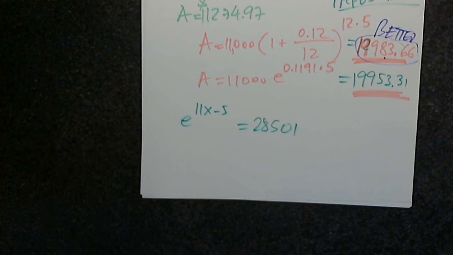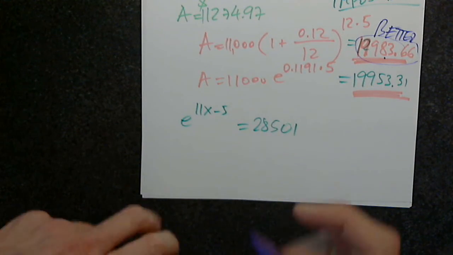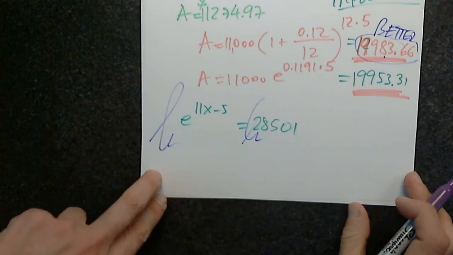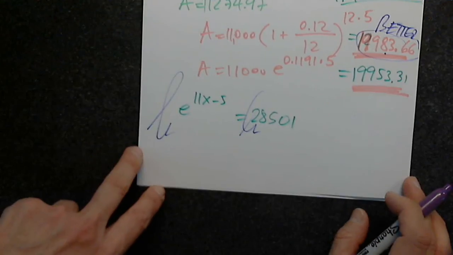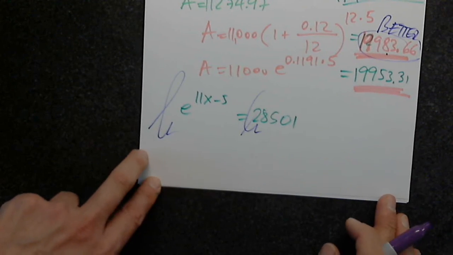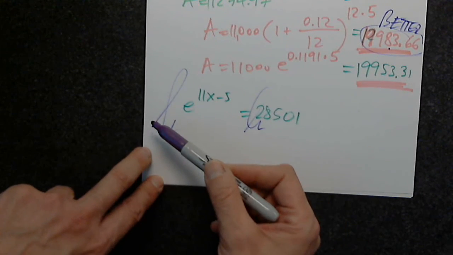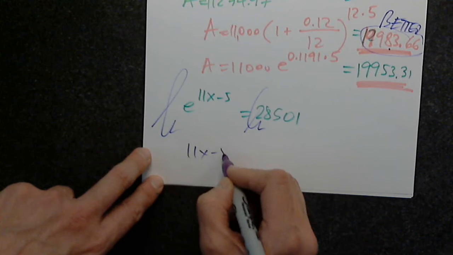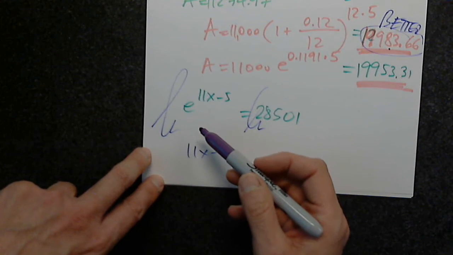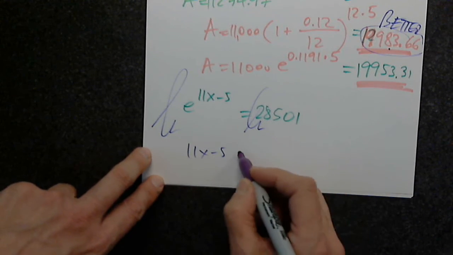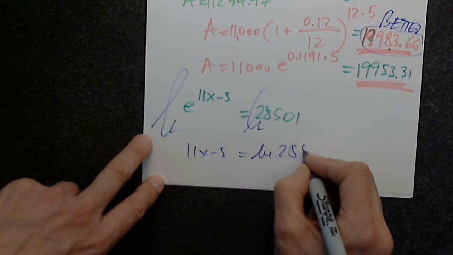What we have to do now is, since the left-hand side and right-hand side cannot be represented with the same base, what do you think we need to do? Very good. We apply natural log to both sides. That's exactly what we just discussed a minute ago. So 11x minus 5 times natural log e, which is excellent, equals natural log of 28,501.